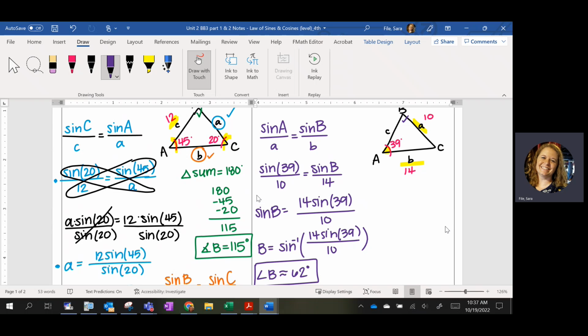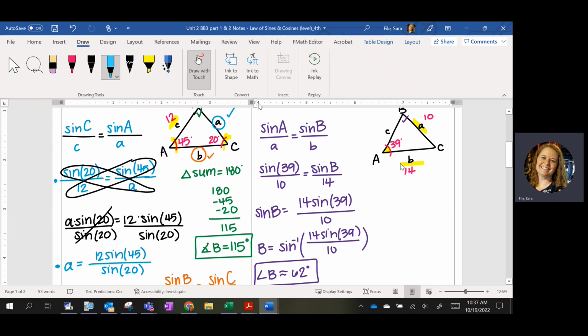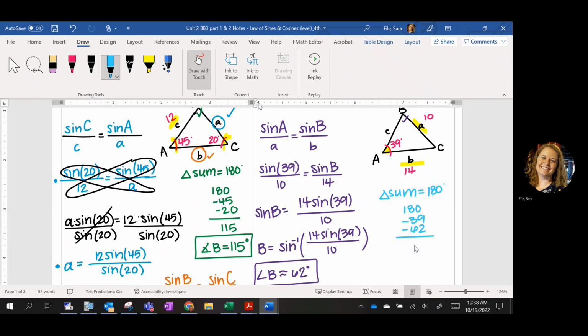Now what could I do pretty easily now that I know two angles? Yeah, so now I could do my triangle sum because I know two to find the third. Okay, so I'm going to do triangle sum is 180. I'm going to subtract the 39 from angle A and the 62 from angle B. And what does that leave me with? 79. So that is the measure of angle C.